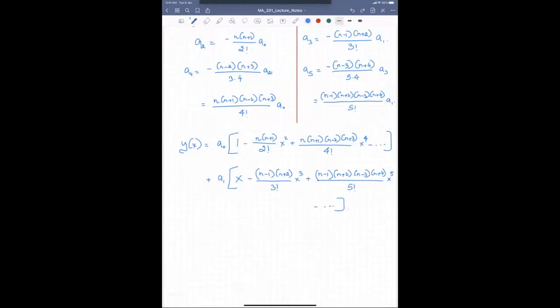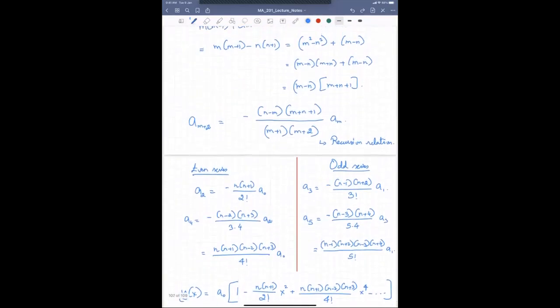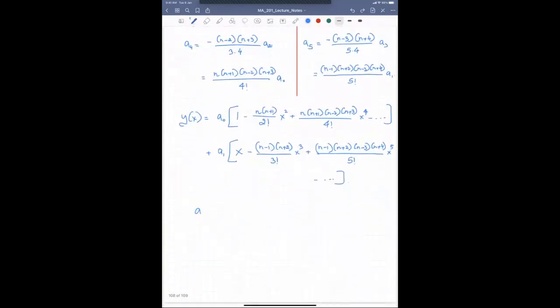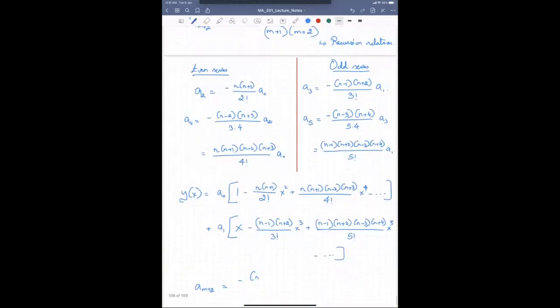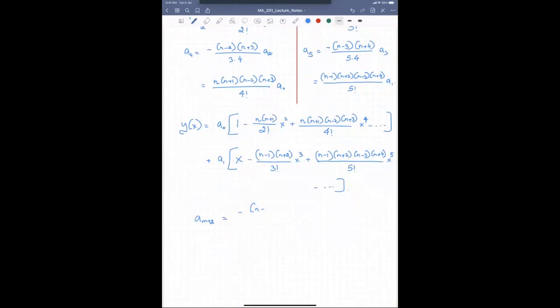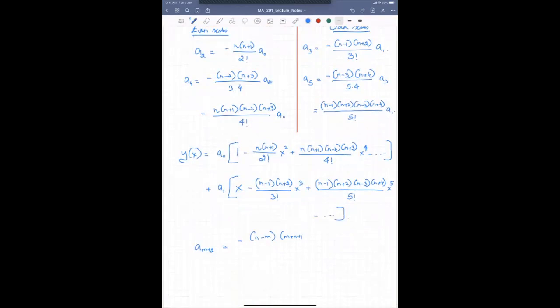But don't worry, there is actually quite a bit we can extract out of this. So before we extract much out of this, let us first look at the recursion relation again and understand the nature of convergence of this. Perhaps I can leave this as a homework problem for you. So look at this a_{m+2}. This is equal to, let me write this again, minus (n-m)(m+n+1) over (m+2)(m+1) times a_m.